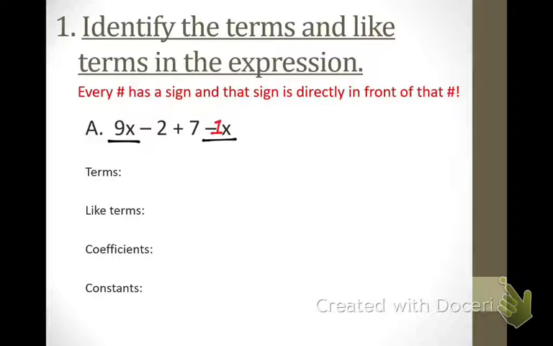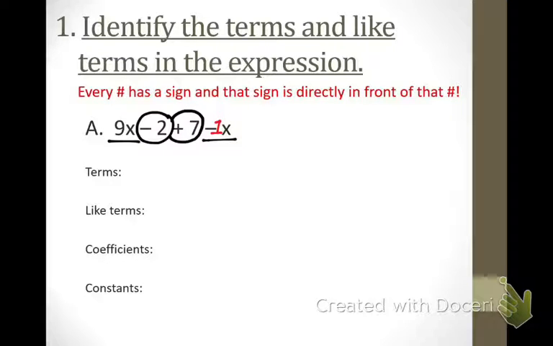Now I have some other things that are not in the x family. These are in the constant family because they are numbers that stand by themselves. I've got -2. What's the other number that stands by itself? 7. Positive 7. Please circle it with the positive or negative directly in front of it.